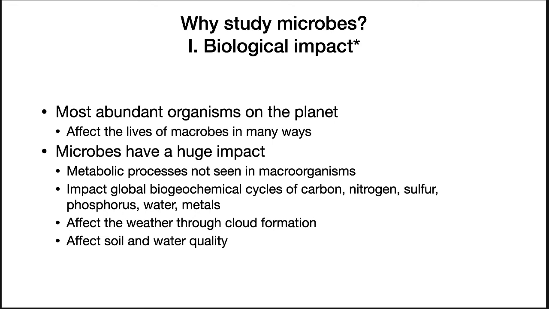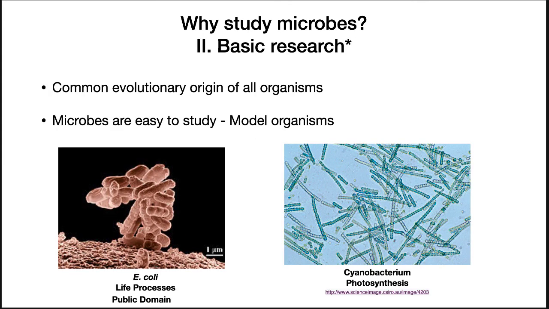Metabolic processes that they do are not seen in macroorganisms, and often these are essential processes. They impact global biogeochemical cycles of carbon, nitrogen, sulfur, phosphorus, water, and other metals. They affect the weather through cloud formation, and they affect soil and water quality. The impacts that they have, even though they're incredibly small, are global in scale.